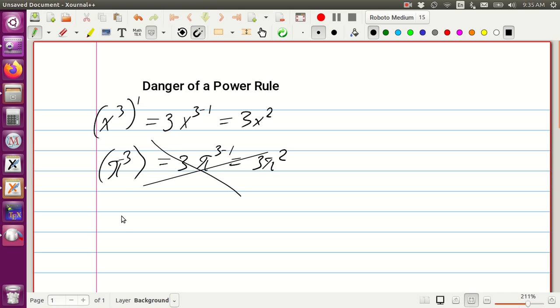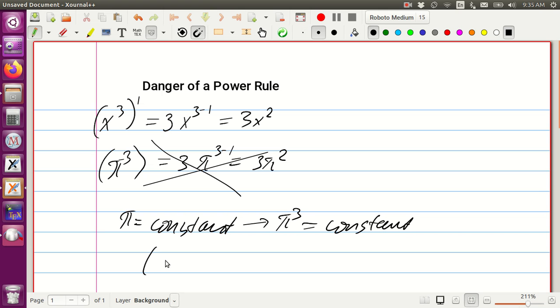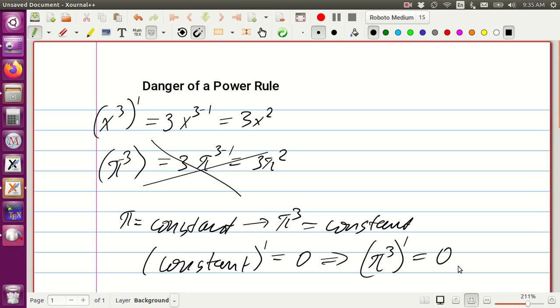Because pi is a constant, right? Pi is some fixed number. And if you take pi and cube it, it's going to be equal to a constant. But what do we know about the derivative of a constant? We know the derivative of a constant is 0. So this implies that if we take pi cubed and take the derivative, we should get 0.